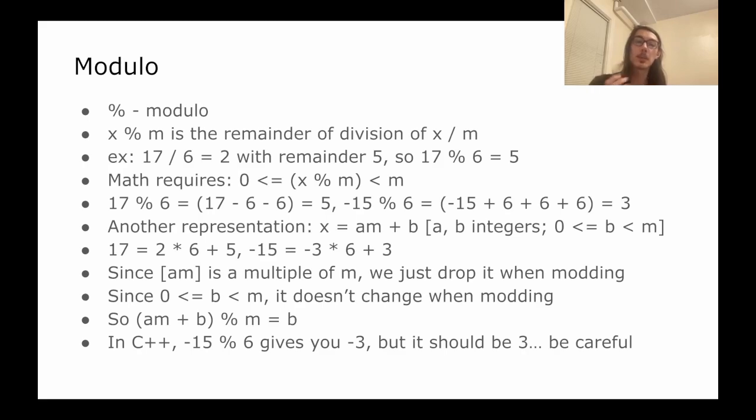So this is nice because when we do mod, am is just a multiple of m, so we can just get rid of it, and we don't care. So when we take x mod m, all we're left with is b. So am plus b mod m is just b. There's also a special note for C++ that modding with negative numbers might give you a negative number. It'll be very close to the number you want, but it could be negative, so be careful about that.